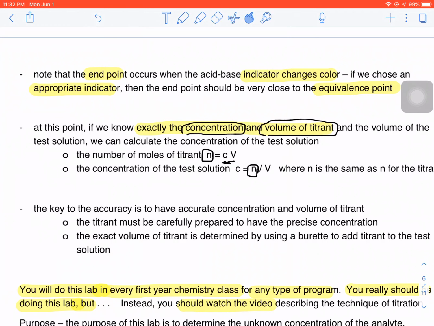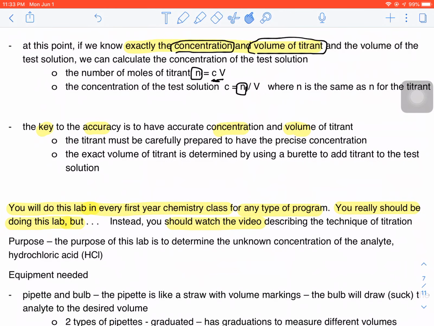Now, the key to doing a good job with this lab, and it can be critically important, is accuracy. I want to know accurately what the concentration of my titrant is and how much volume of titrant I added. Really, I'm going to add my titrant a drip at a time until I see a color change. As soon as the color changes, I know I've hit the endpoint, and I know the endpoint is very close to the equivalence point if I've chosen the right indicator. So I need to have the precise concentration, and I need to know the exact volume.